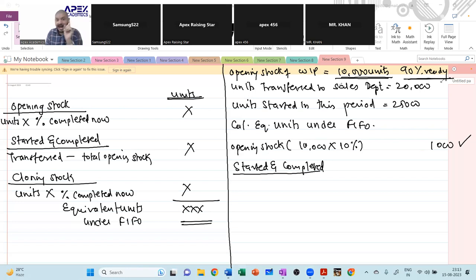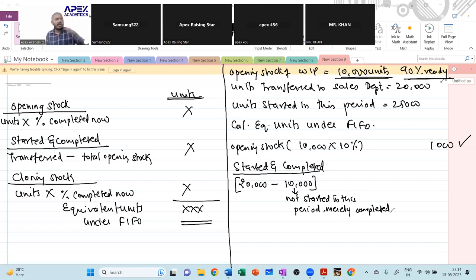Okay. I have sent 20,000 to the sales department. Out of that, 10,000 are my opening stock. I have not started this in this period. It's merely completed. Agreed or disagreed? These 10,000 units are semi-cooked. I started cooking them last period. I just finished it right now. Did I start them in this period?